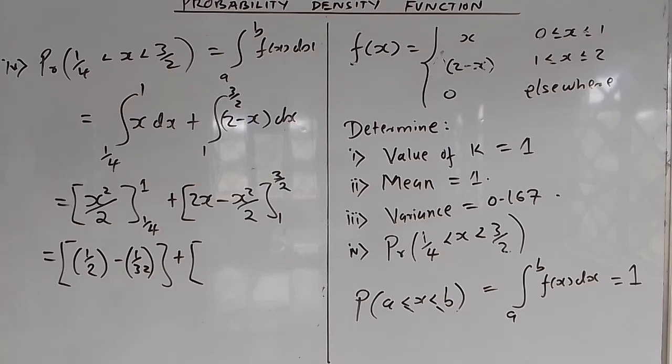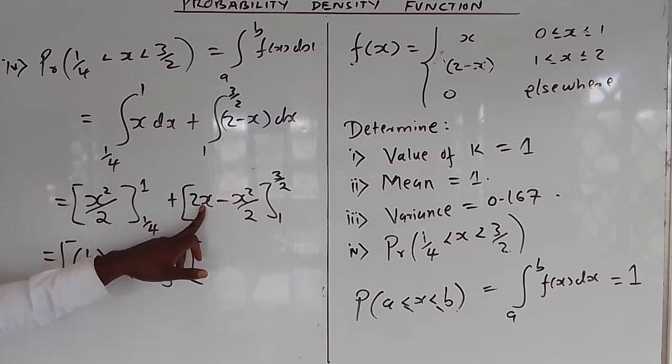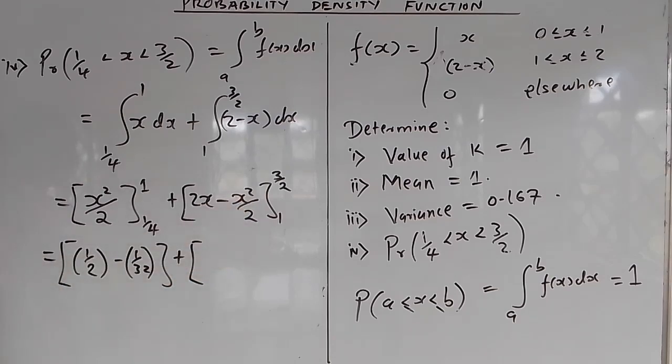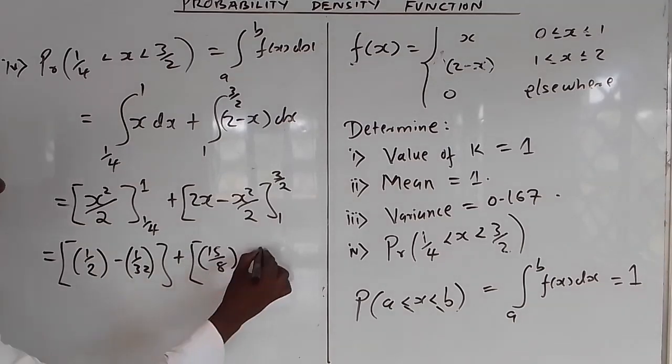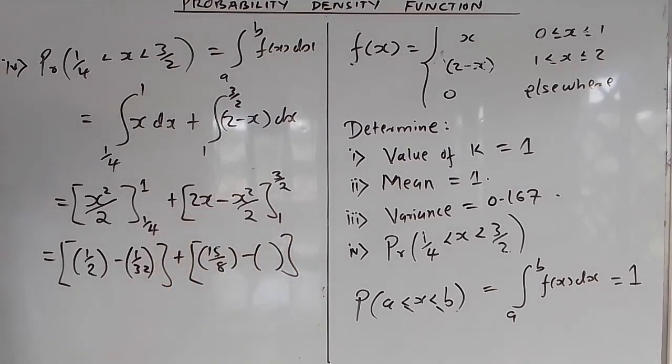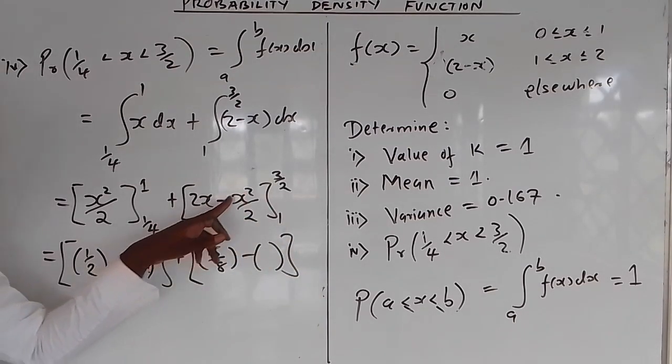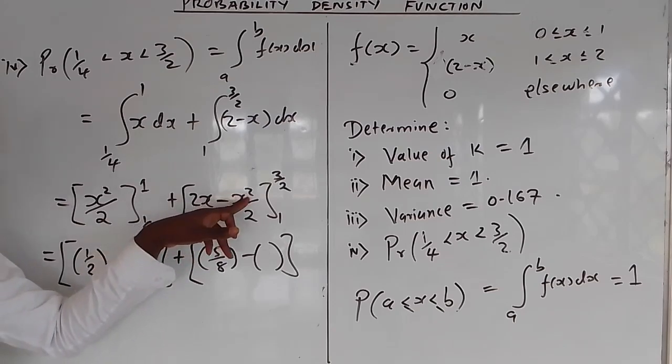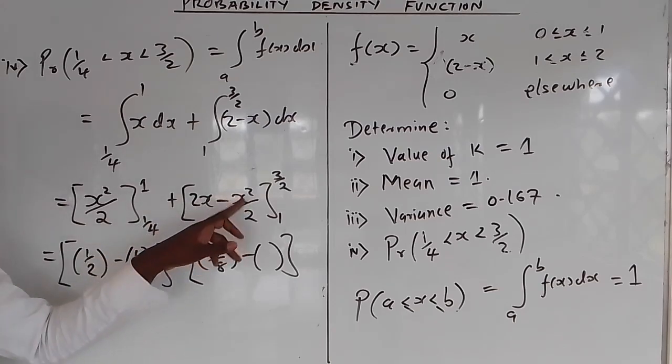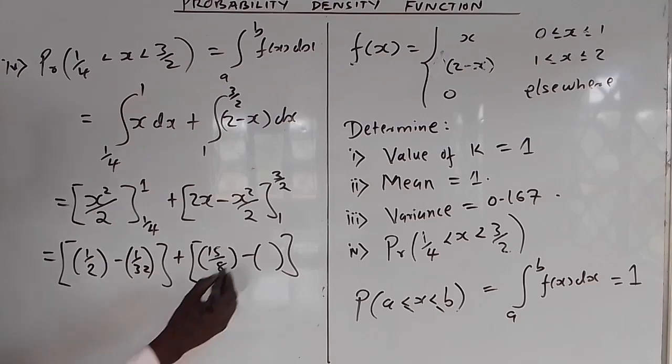Okay? So what do you have here? This was 3. So 3 minus 9 over 8 is 15 over 8. So there you have 15 over 8. Then minus the lower limit, when x is 1. You will have 2 minus, when x is 1, where there is x, you put 1. So this is 2, 1 squared is 1. So this is 2 minus a half, which is 3 over 2.